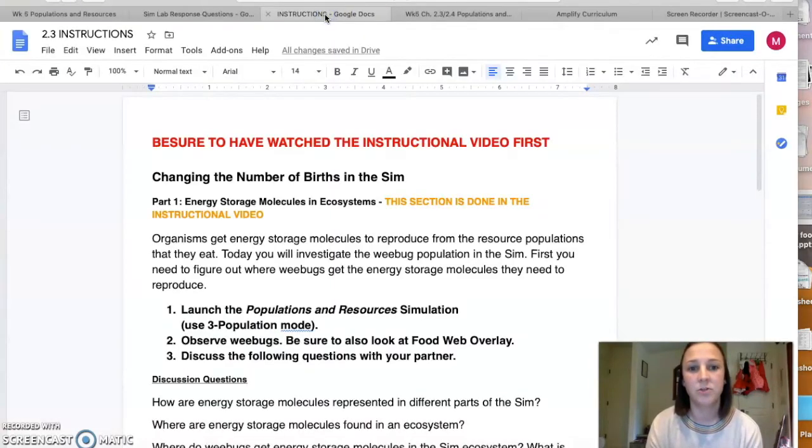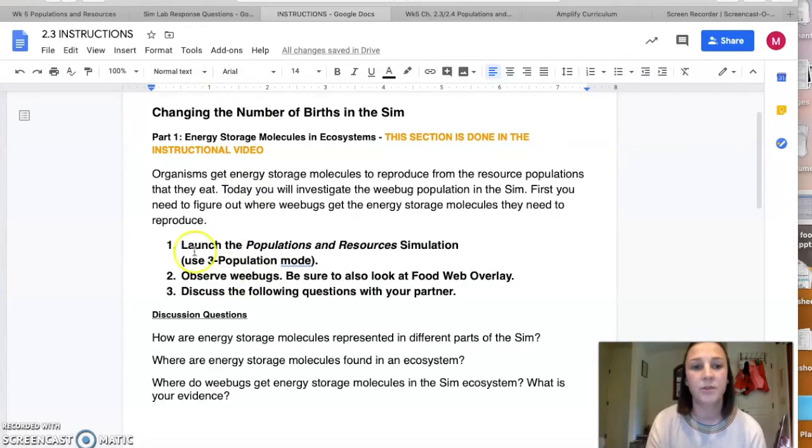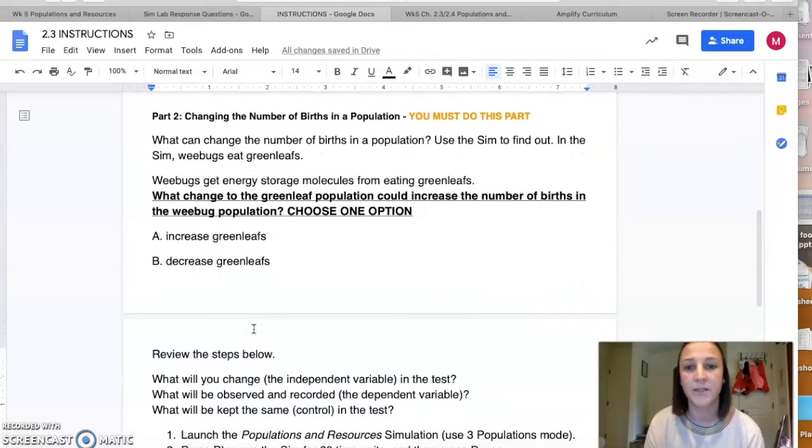So I'm going to go to the instructions. Here, this is what they look like. So be sure to watch the instructional video first. If you made it this far, we know you got it. I'm going to walk through this portion here with you. We'll do that together. And then this is going to be the part where it says you must do this part. That's what you're responsible for.